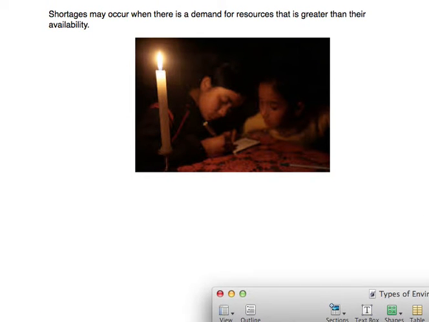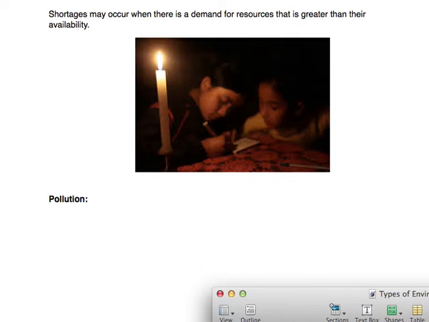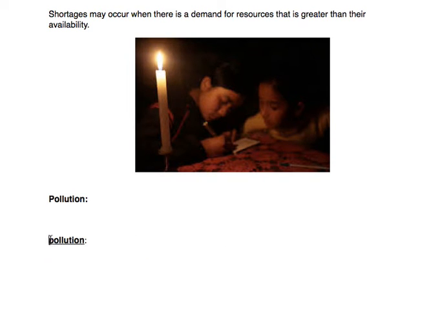Next, we're going to look at pollution. What is pollution? I think that's something you are really familiar with. Under the heading of pollution, we're first going to define what pollution is. So I'm putting this under the heading of pollution, and I'm going to tab it in.